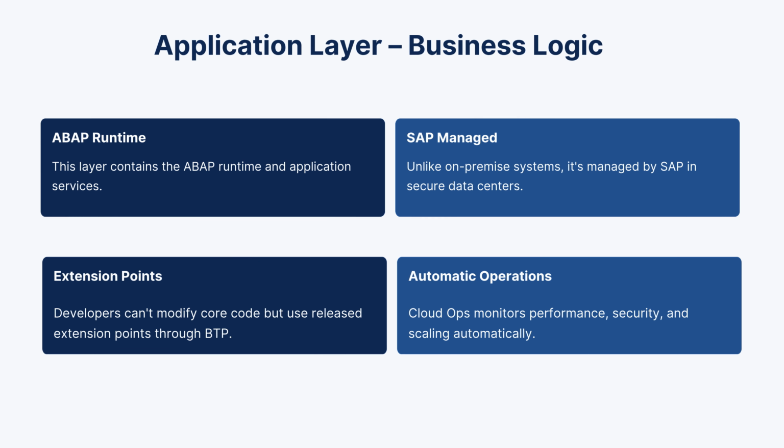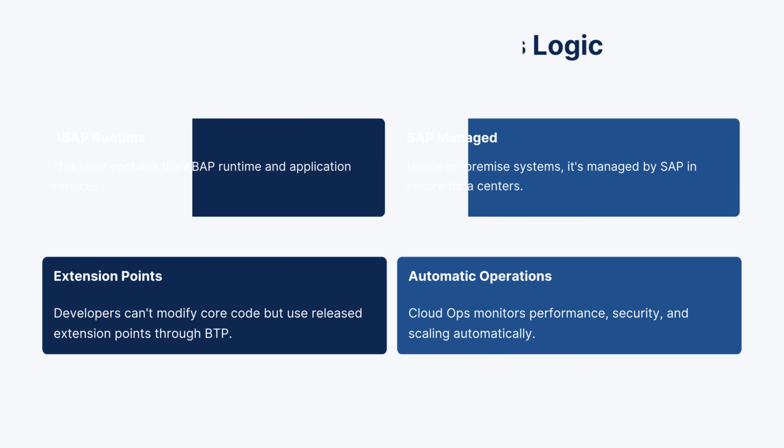Application layer, business logic. The application layer hosts SAP's ABAP runtime and all business logic. Unlike in on-premise systems, SAP itself manages this layer in secure global data centers. Consultants no longer develop custom code here. Instead, they work through controlled extension frameworks via SAP BTP. Performance tuning, patching, and scaling are all automated by SAP Cloud Operations.